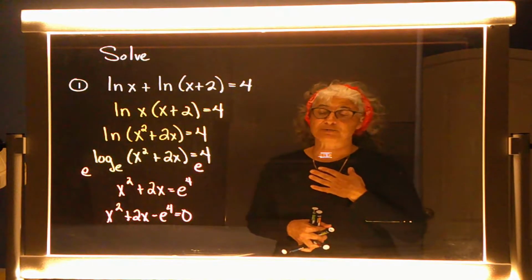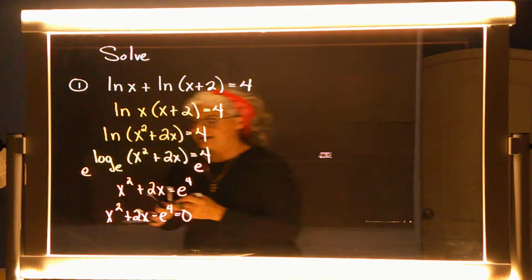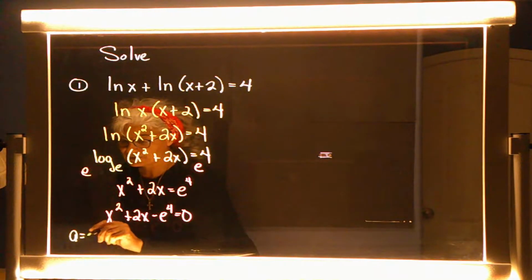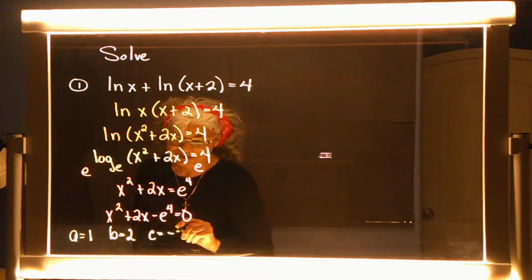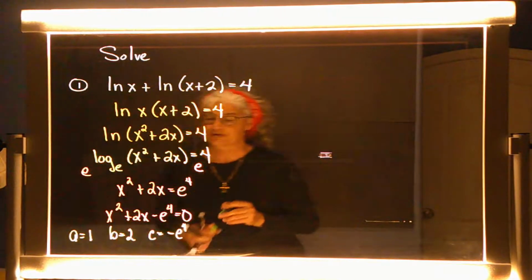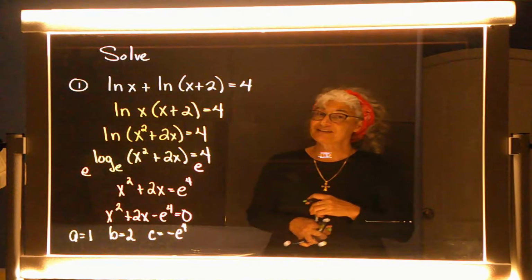And now, I don't know how to factor with that e to the 4th, so I'm going for the quadratic formula. I know that in this case, a is equal to 1, b is equal to 2, and c is equal to a negative e to the power of 4. This ought to be fun, guys.